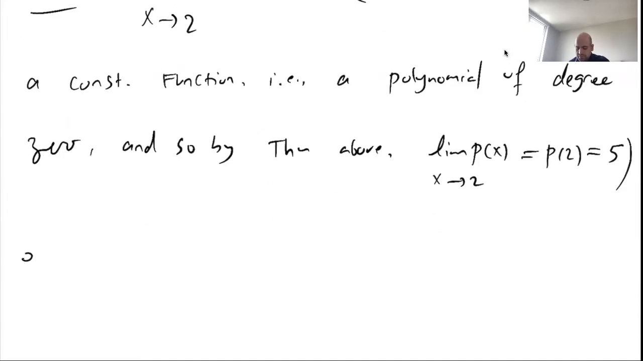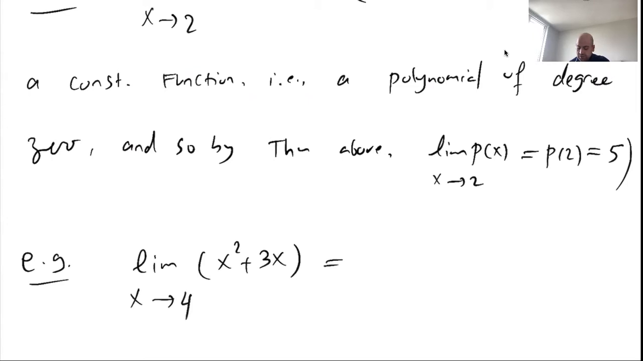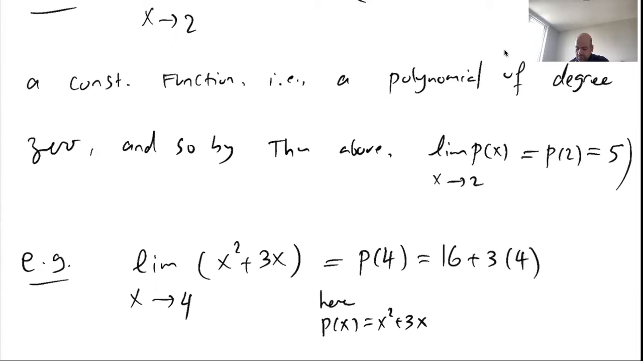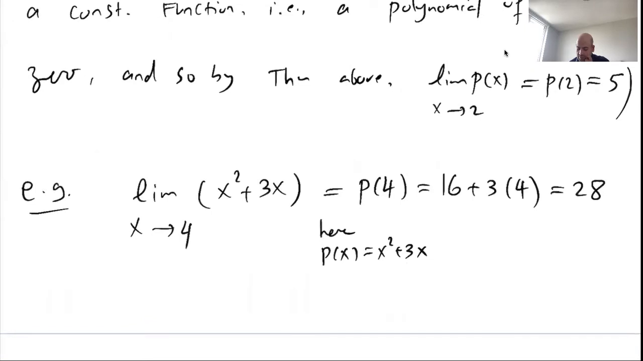Or another example, let's say limit of x squared plus 3x as x approaches 4. So here P of x is x squared plus 3x. So P of 4 will be 16 plus 3 times 4, and this is 28. So P of 4 here is 28.